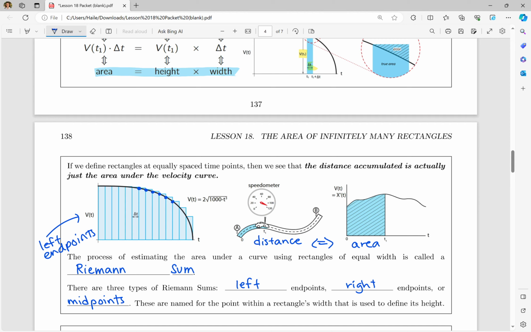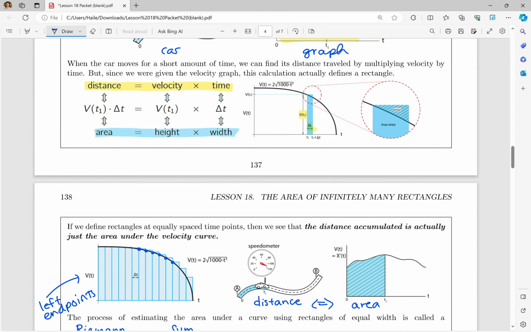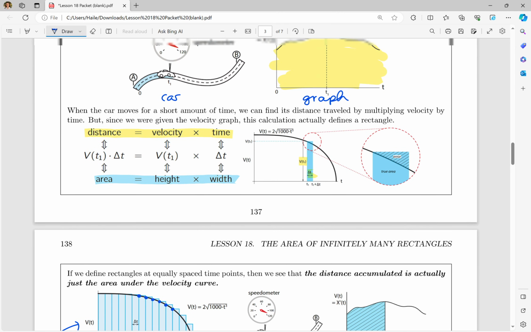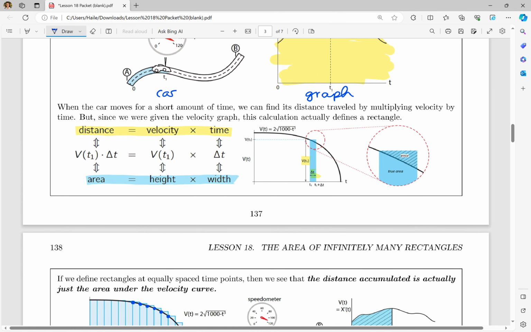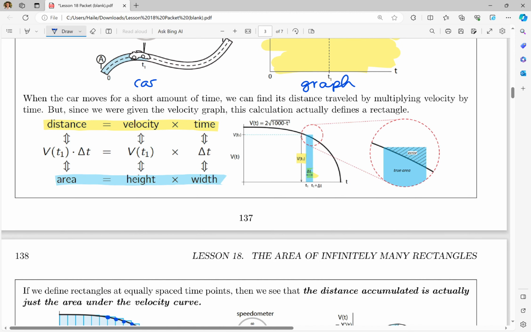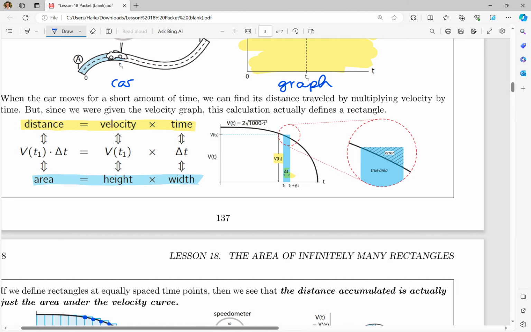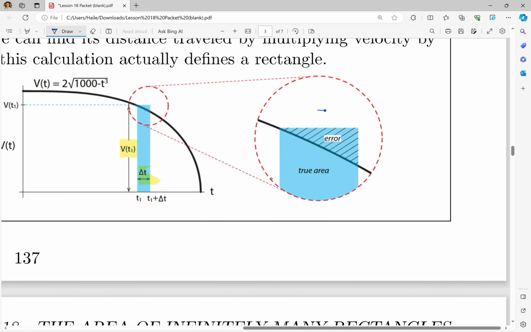I just want to point out that, again, these are approximations. These are not exact answers, so that's where this is really handy as well. Notice that the error is that little piece right here that goes above the curve.